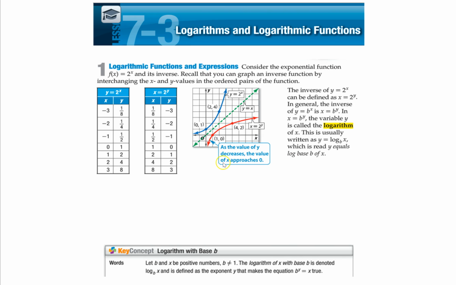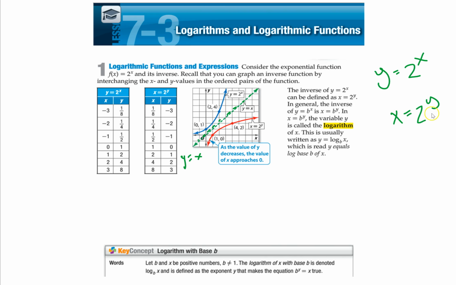And remember how we do the inverse? We flip it across this y equals x line here. Right, flip it across that line. And when you graph it, it looks like this. So if you have y equals 2^x, the inverse, if you remember how we find inverse, we just switch x and y, would be x equals 2^y.